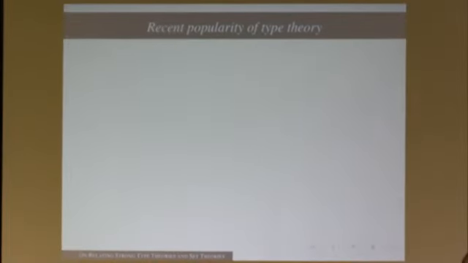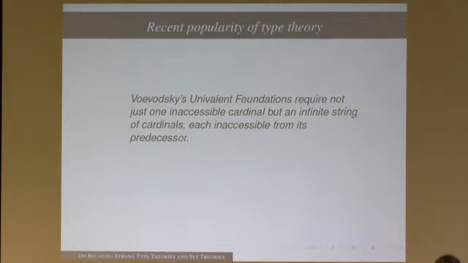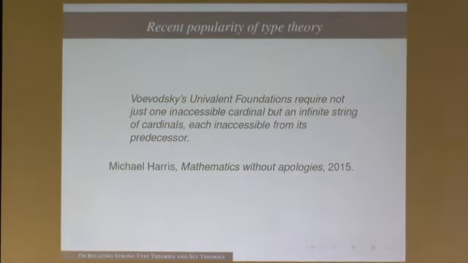Yeah, probably you all know that recently the popularity of type theory has risen a lot. So here's a quote. Voevodsky's univalent foundations require not just one inaccessible cardinal, but an infinite string of cardinals, each inaccessible from its predecessor. This is a quote from a recent book from this year, Michael Harris, Mathematics Without Apologies, referring, of course, to an older book by Hardy. And so Michael Harris is quite a famous mathematician. He worked on the Langlands program, and I think in 2007 he was a recipient of the Clay Prize. So in this book you find several pages talking about univalent foundations and this kind of stuff.